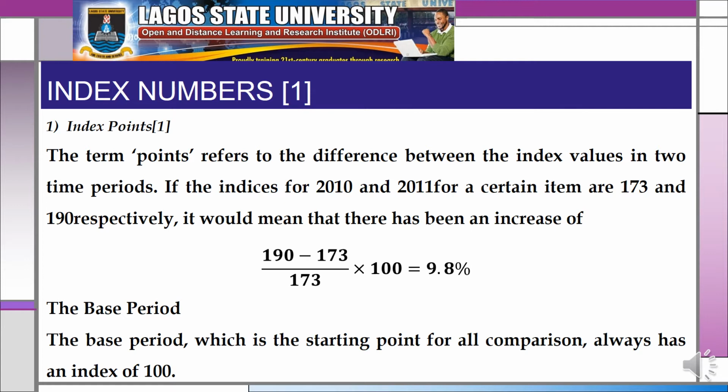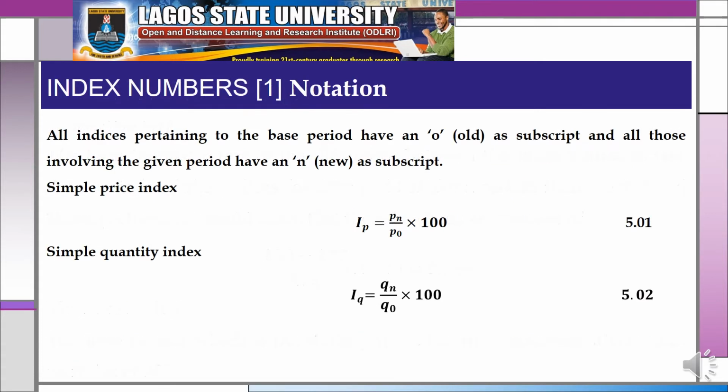The base period. The base period, which is the starting point of all comparison, always has an index of 100. All indices pertaining to the base period have a zero as subscript, and all those involving the given period have an n subscript. Simple price index is given in expression 5.01, and simple quantity index is given in expression 5.02. The expression 5.01 is called simple price index.